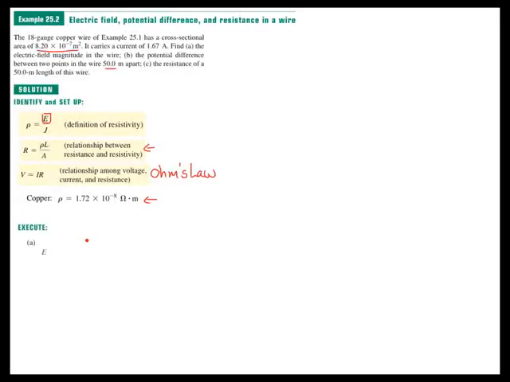So we're ready to begin with part A. The electric field, rearranging the first equation, is just rho times J, and J is I over the cross-sectional area. Putting in the numbers, we get 0.035 volts per meter.